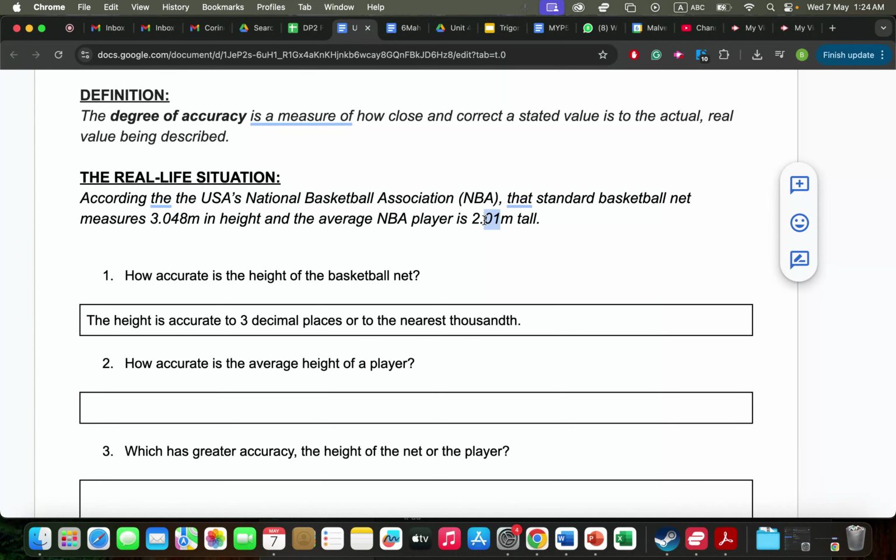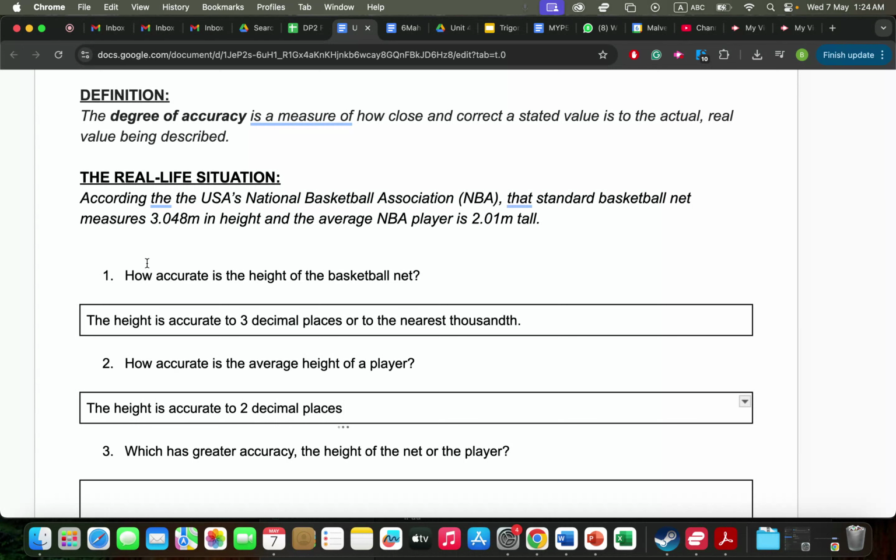It's only given to 2 decimal places. So I'm going to say the height is accurate to 2 decimal places.